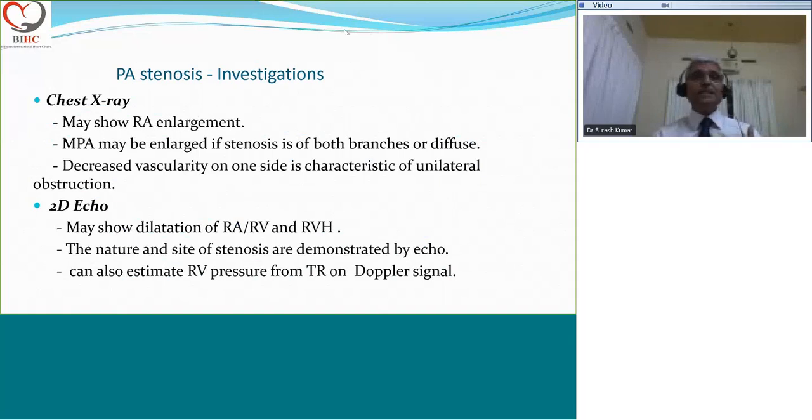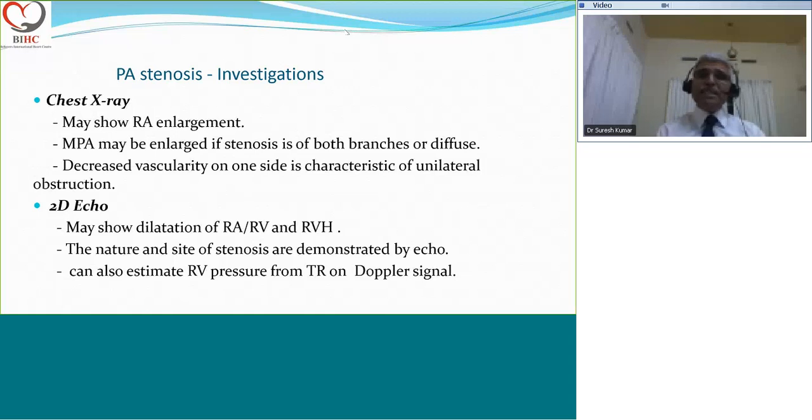In the chest X-ray, you may find RA enlargement. You may find MPA enlargement if the bifurcation is stenosed or distal pulmonary arterial branches are stenosed. And if this is unilateral, decreased vascularity on that side may be evident. Echo may show dilatation of RA, RV, and RVH. The nature and site of stenosis you may appreciate, and you can also estimate RV pressure from the TR Doppler signal.